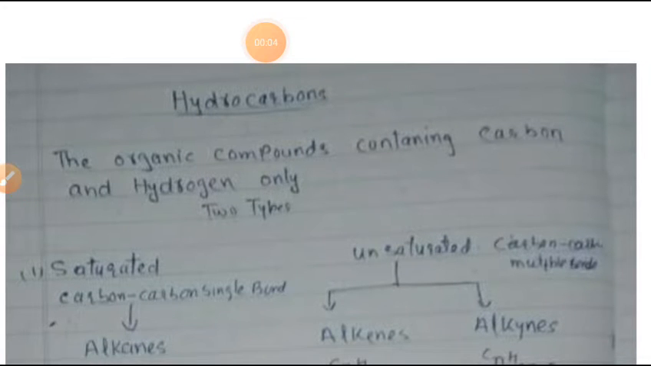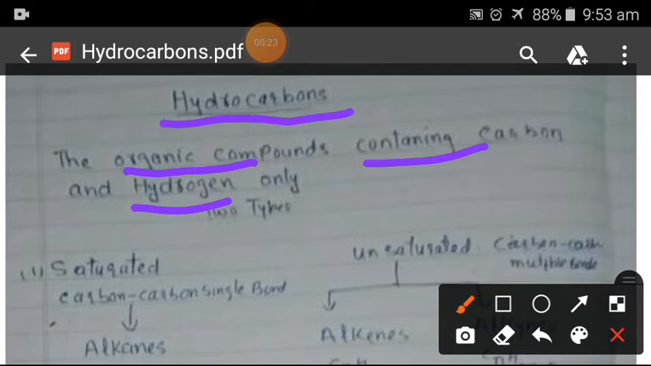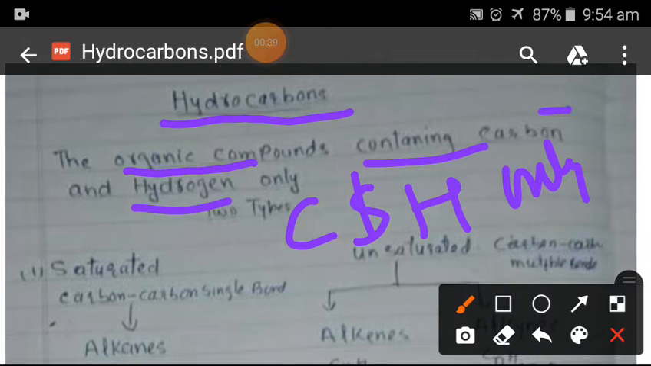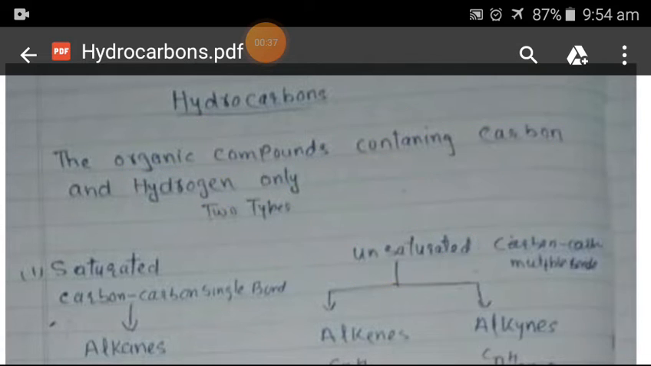So today we have started a new chapter, that is hydrocarbons. So what are hydrocarbons? Hydrocarbons are organic compounds containing carbon and hydrogen only. These are called hydrocarbons. Clear? Hydrocarbons are of two types.